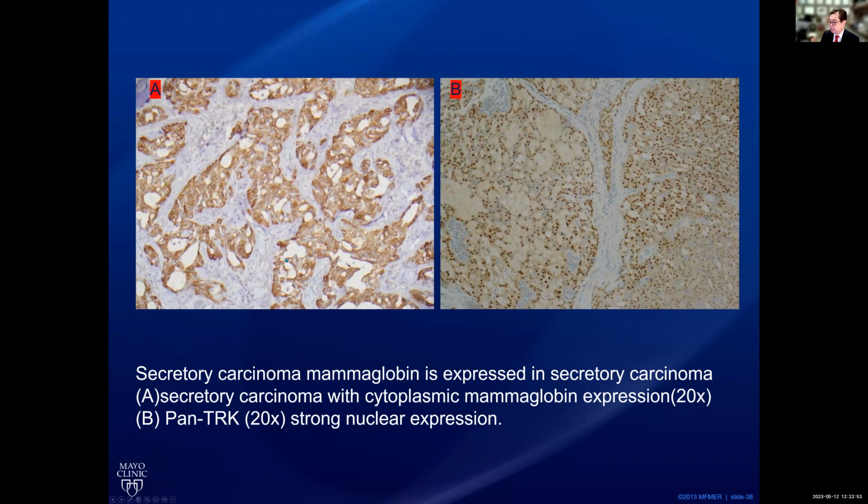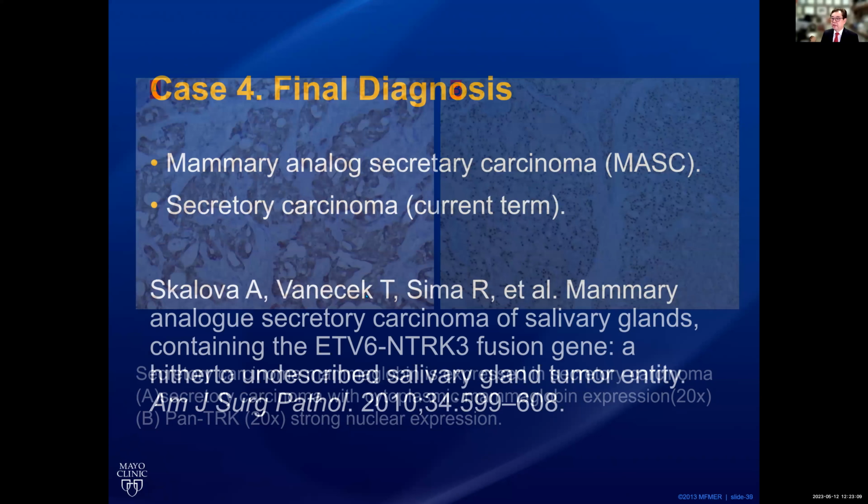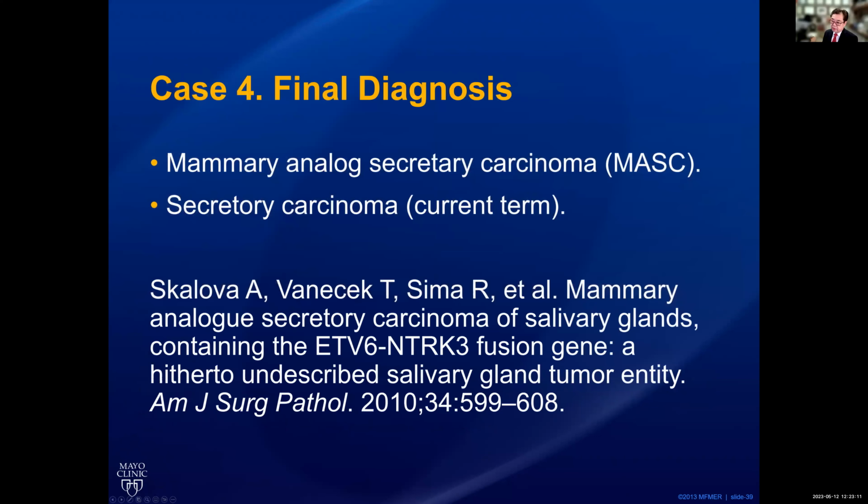And this is the mammaglobin immunostain, a cytoplasmic stain. However, B is the pan-Trk strong nuclear expression. That is a substitute for FISH. So the final diagnosis of this case is mammary analog secretory carcinoma. It was called MASC.